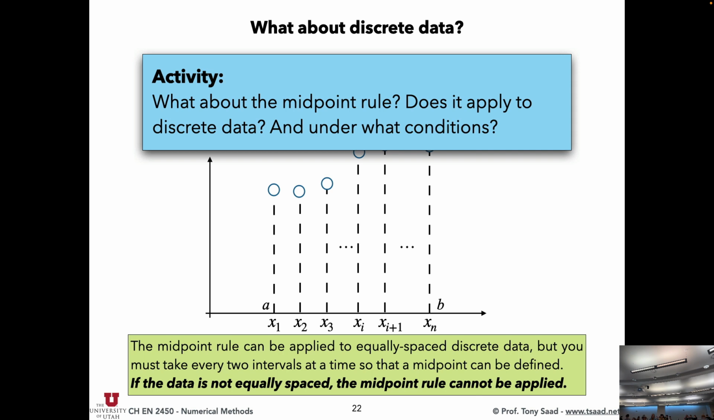But if the data is unequally spaced, you cannot apply the midpoint rule because you do not have the value of the function at the midpoint, right? If it's not equally spaced, by definition, you don't have the data at the midpoint, all right? So with unequally spaced data, you've got to go to either the left point or right point rule, in general. We're going to learn a more accurate method shortly for discrete data, whether equally spaced or unequally spaced.